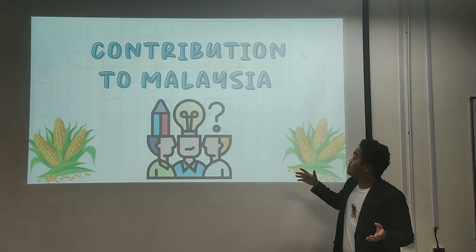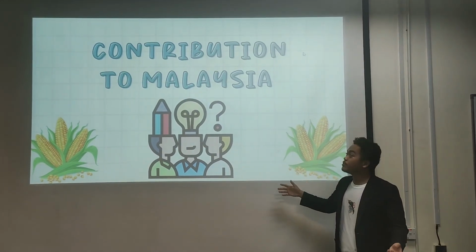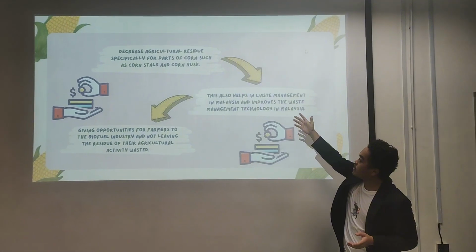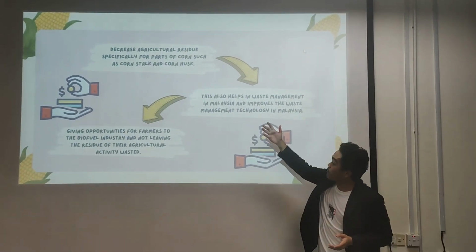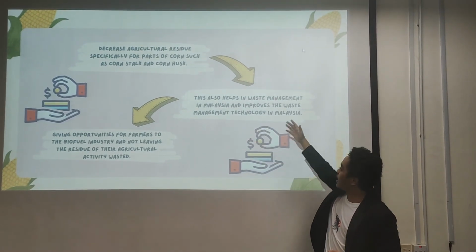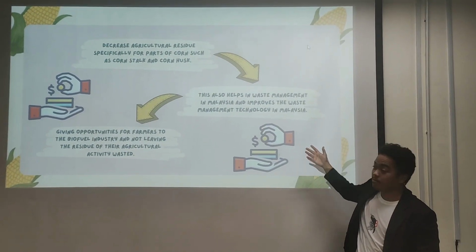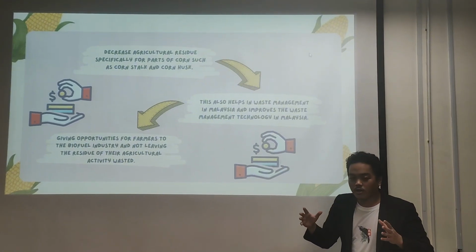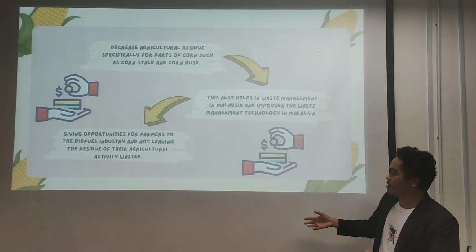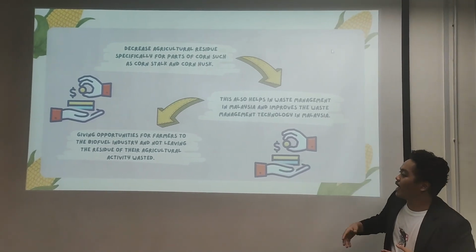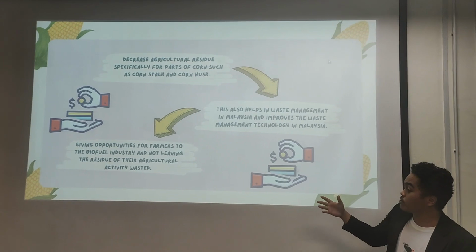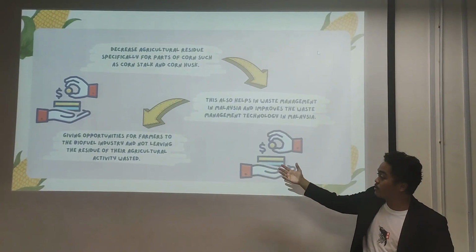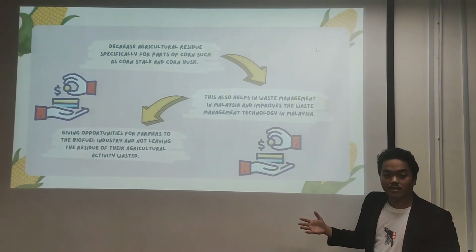Okay, now we are going to talk about the contributions of this engineering technology to Malaysia. Firstly, it can decrease agricultural residues, especially parts of corn such as corn stalk and corn husk. And secondly, this also helps in waste management in Malaysia and improves the waste management technology in Malaysia. In addition, it turns the corn parts into more useful biofuels, and also gives opportunities for farmers to have a side business in the biofuel industry, not leaving the residues of the agricultural activities to waste.